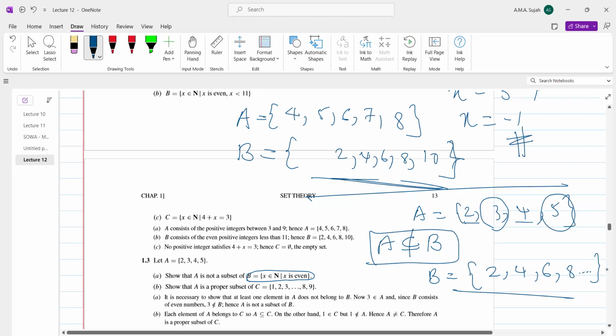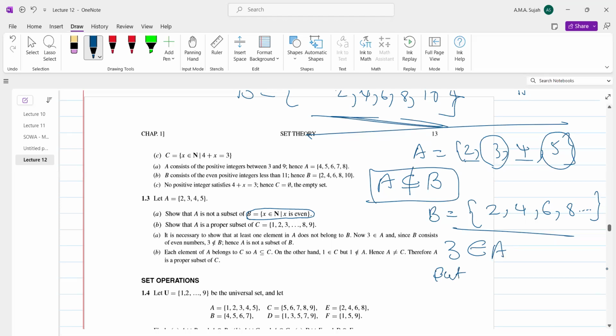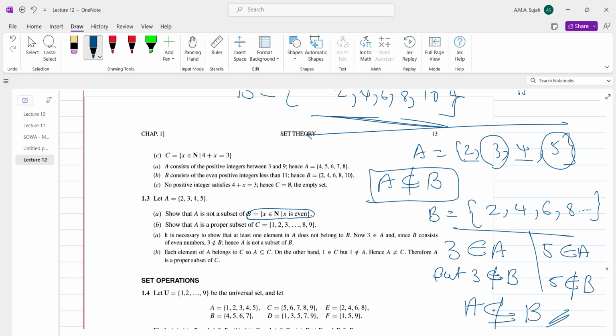So how can you write the answer for this question? You can write 3 is an element of A, but 3 is not an element of B. Similarly, you can say 5 is an element of A, but 5 is not an element of B. So we cannot say all the elements of A belong to B. So we can say A is not a subset of B. This is how we can write the answer for the first one.